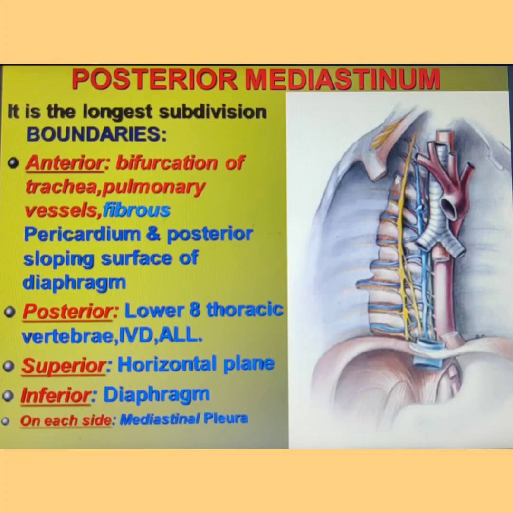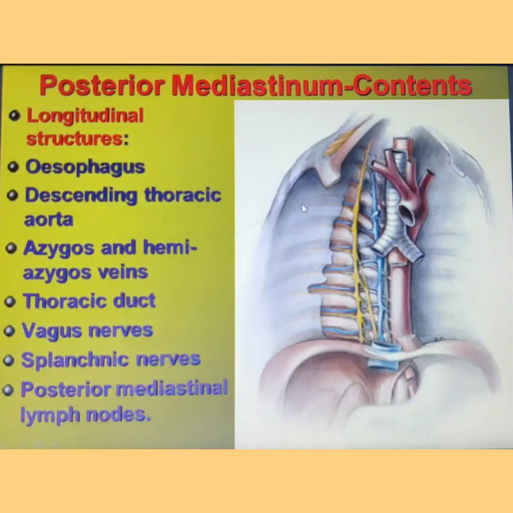On each side, again, like each subdivision of the mediastinum, it is bounded by mediastinal pleura. That is why the mediastinum is also known as the interpleural space, because it is present in between the 2 pleural cavities, and all the mediastina on each side are bounded by mediastinal pleura. That you have to remember.